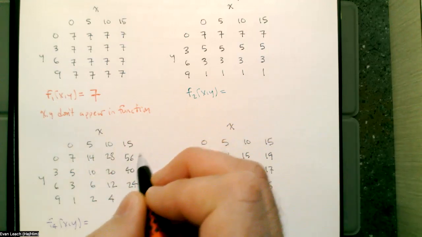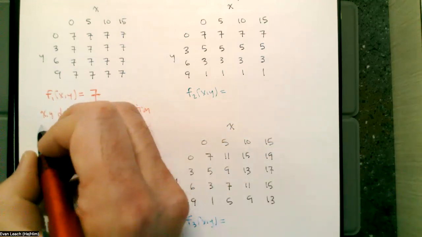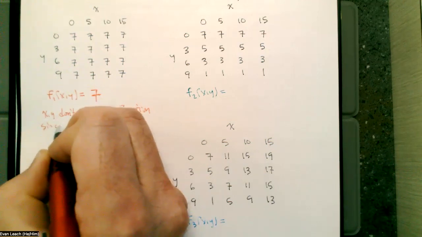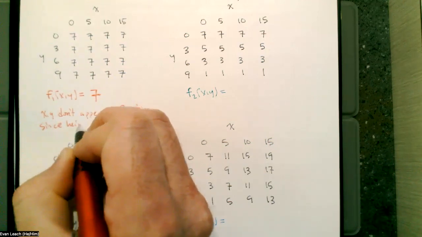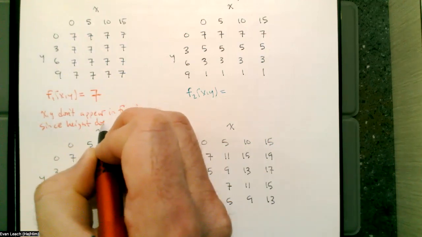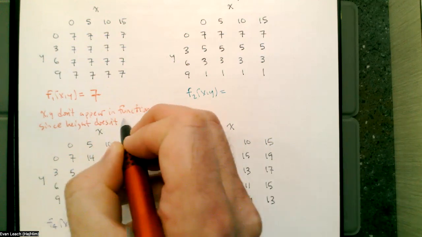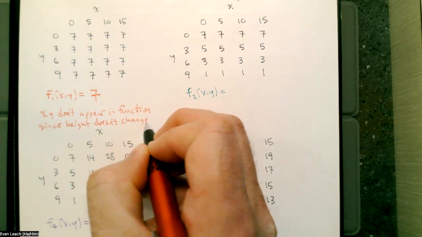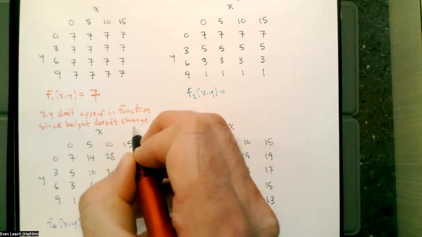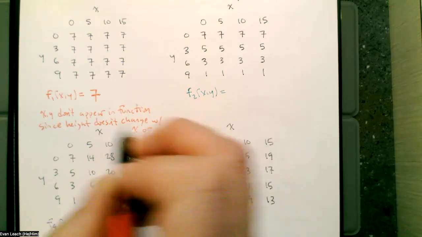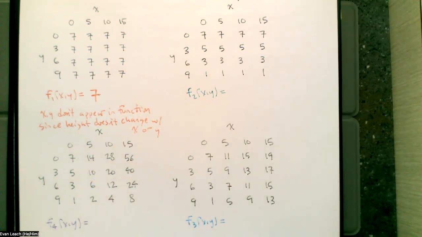Since the height does not depend on x or y, x doesn't matter, it's always the same no matter what x we pick. Y doesn't matter, it's always the same no matter what y we pick.